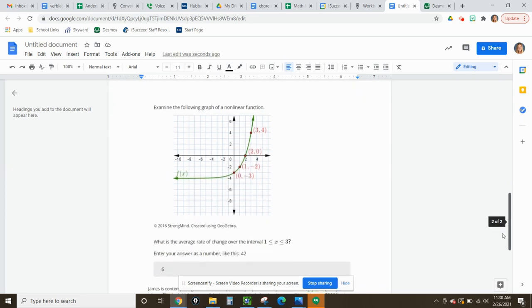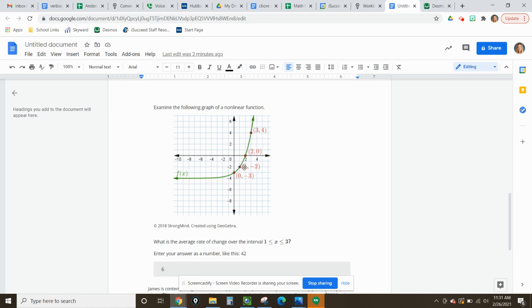Okay, so examine the following graph of the nonlinear function. So we have this. What is the average rate of change over the interval 1 to 3? So when x is equal to 1, all the way until x is equal to 3. Okay, so my x values are here on the x-axis. So I'm going to find where x is 1. So that's right here. So I have this point, 1, negative 2. And I'm going all the way up until x equals 3. So I'm going to go up to this point. Okay, so I'm looking at from x equals 1 to x equals 3.